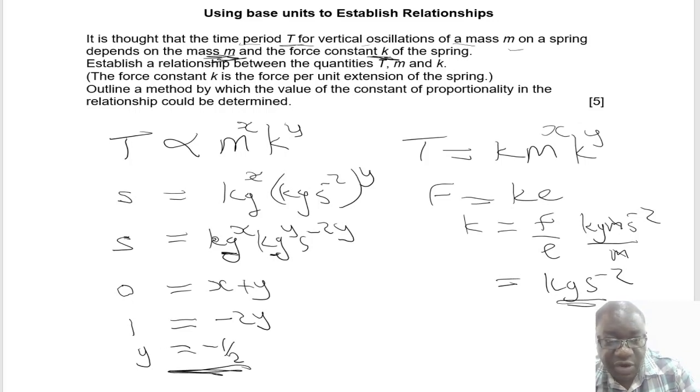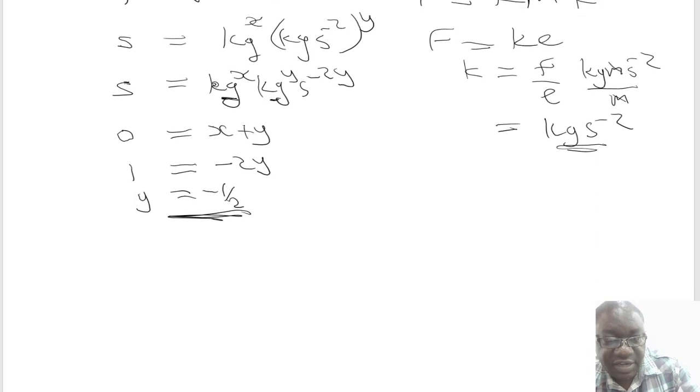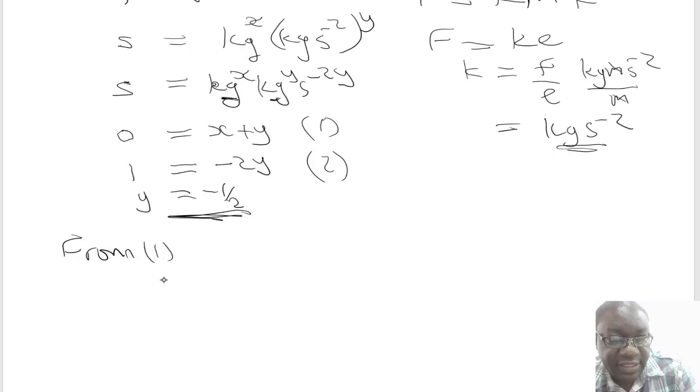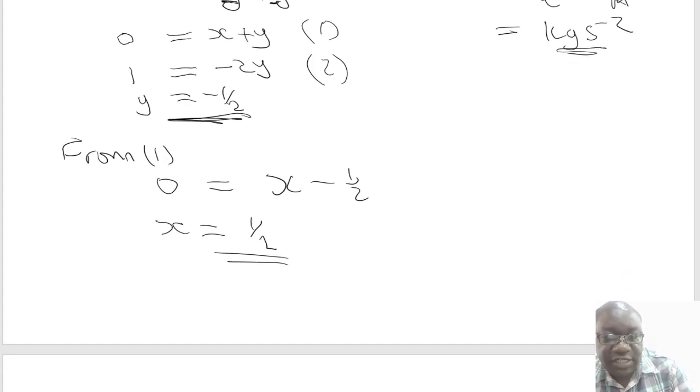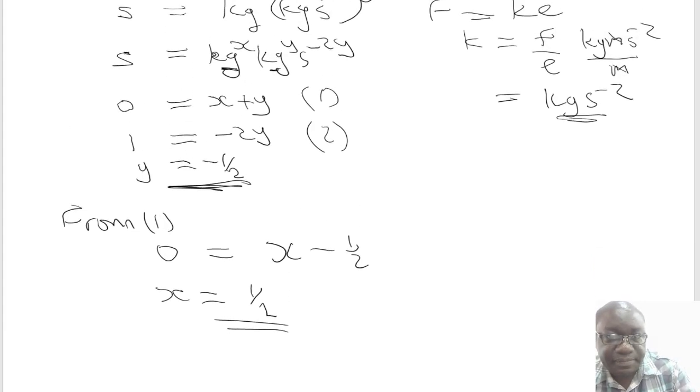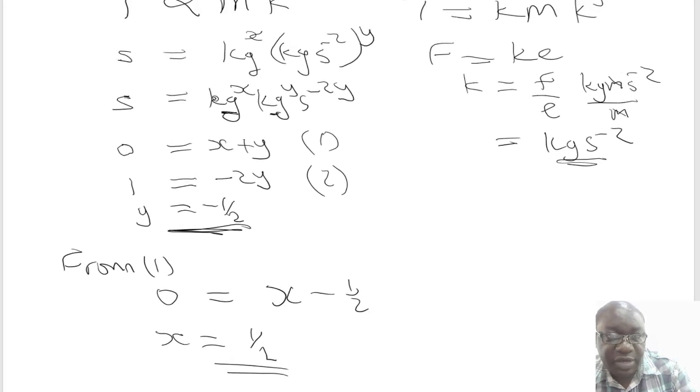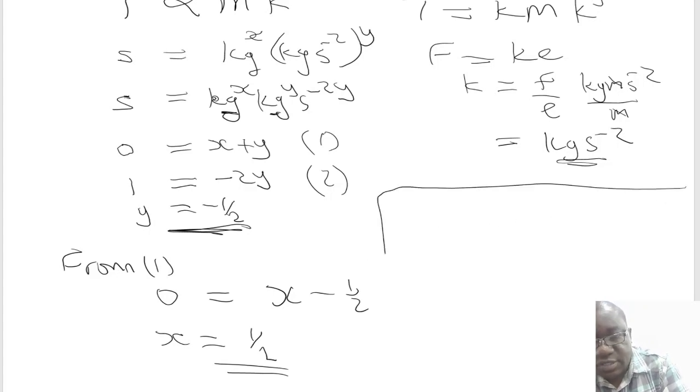So from the relationships that we have discovered, this is our first equation, and then this is our second equation. So from equation 1 we can say that 0 is equal to x minus half, which means x is equal to plus half. So our relationship now becomes, going back to our relationship there where we had s, just put it like this.